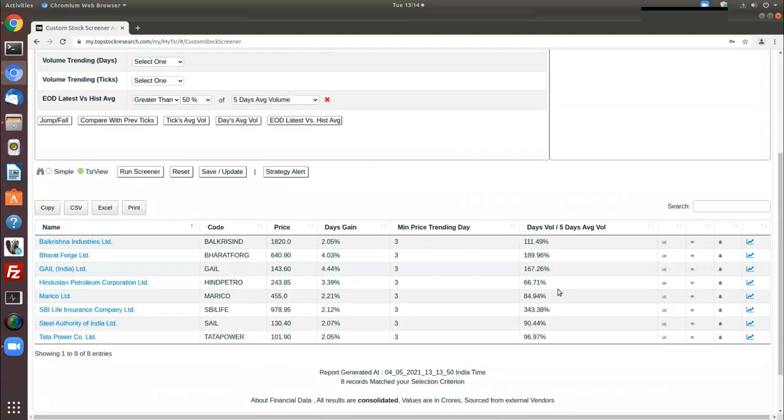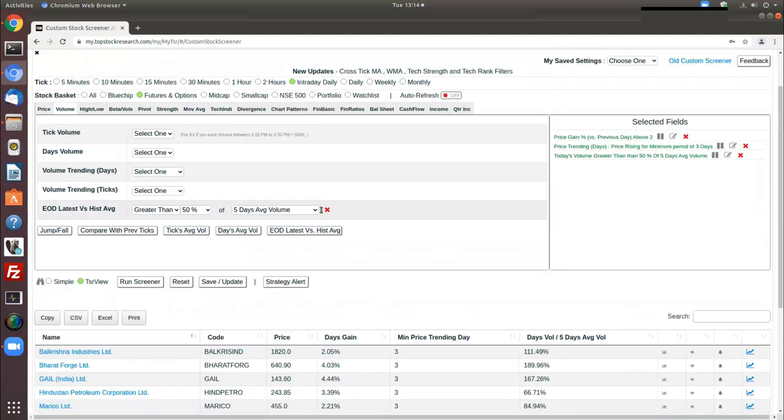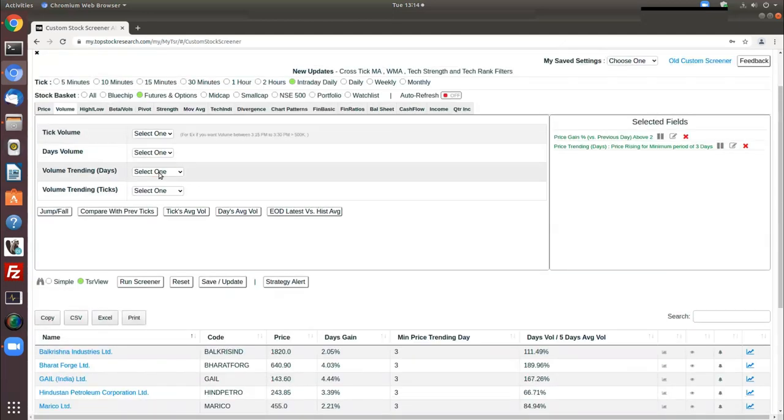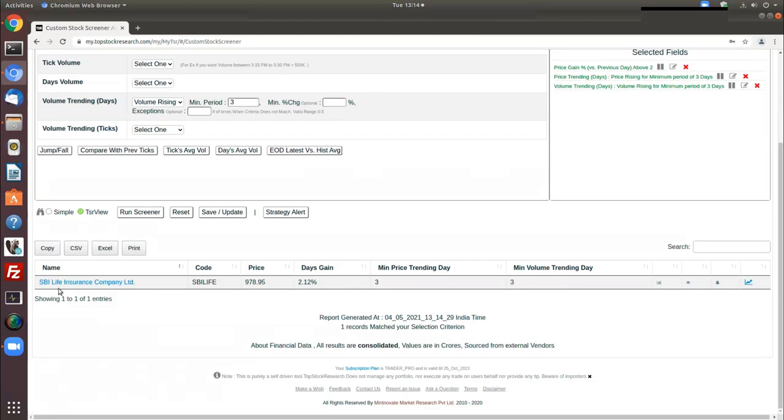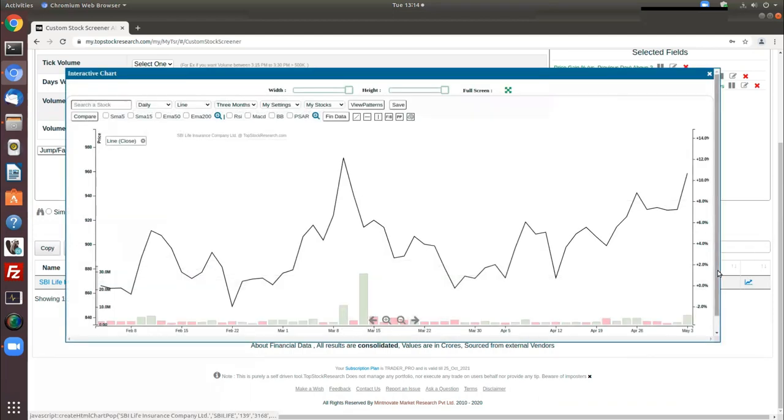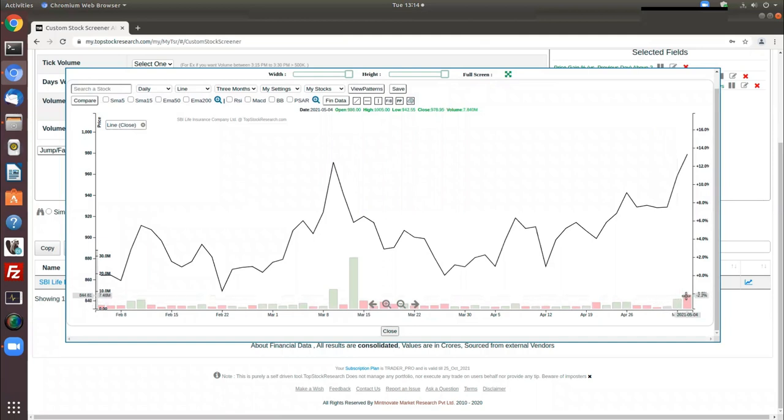Also, you have an option of volume trending, similar to price trending. Let's say you're looking for price rising for a minimum of 3 days. So let's see if we are lucky. Yeah, there's one stock where the price is gaining and the volume is also gaining. So if you see, the volume is clearly gaining and the price is also gaining, so this could be a very good filter for a lot of users.